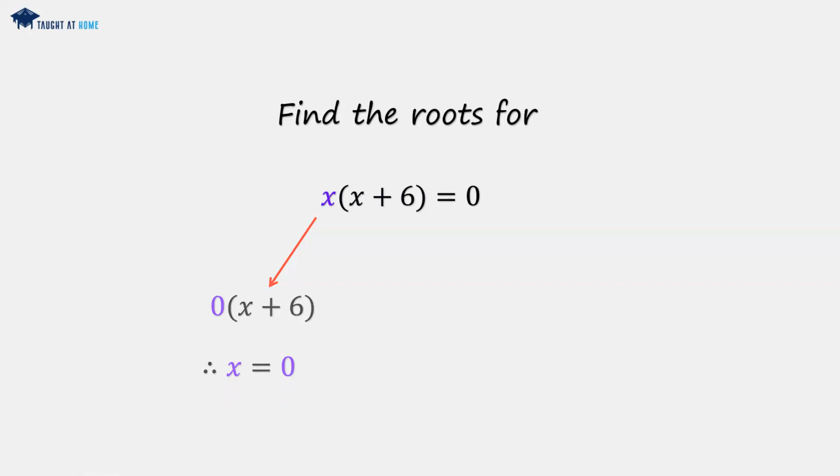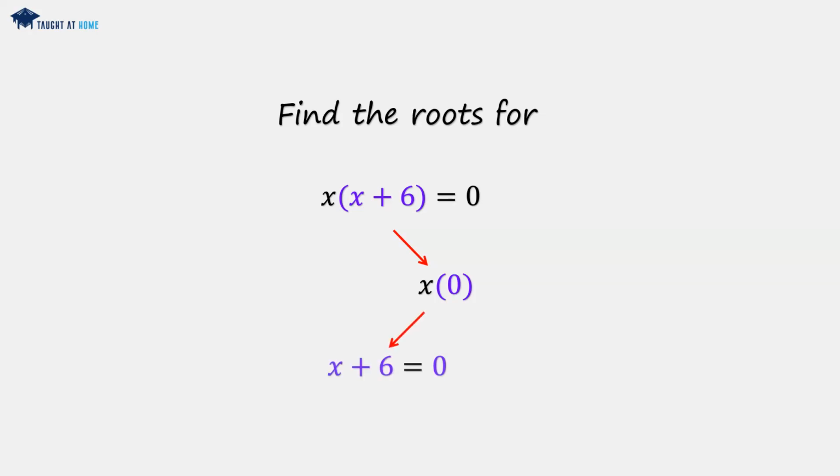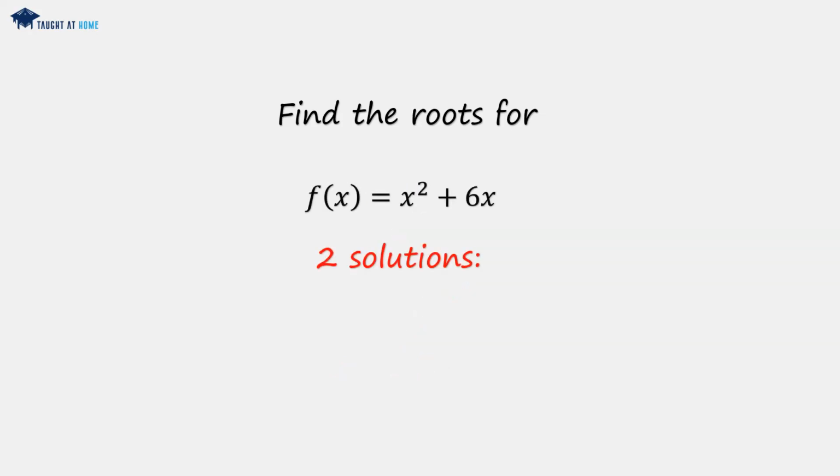Now we've got a second term, so we can say the brackets. And again, we want to know what value of x here would equal 0. Well, if the entire term in the brackets was equal to 0, then x times 0 would also be 0. So what value of x would make the term in the brackets equal 0? Well, in this case, x would equal minus 6. And so we have two solutions to the function. We have x equals 0 and x equals minus 6.